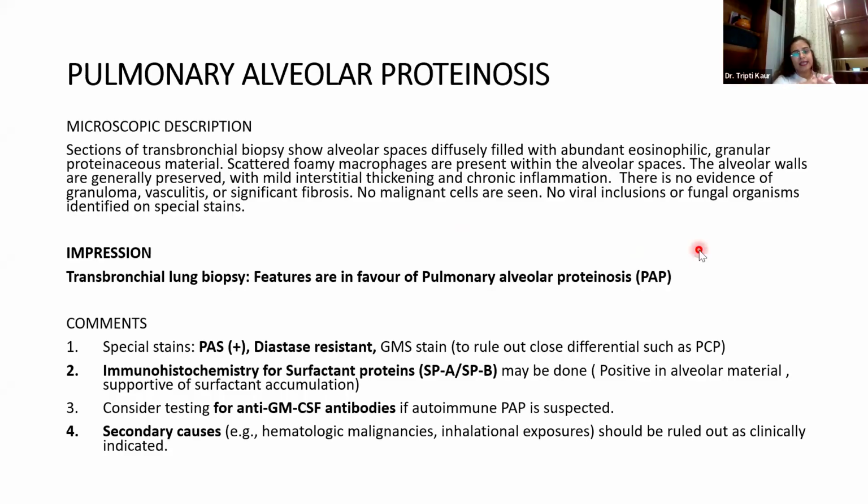So in this case, in a 50-year-old male, it's a case of acquired pulmonary alveolar proteinosis. We have to advise, number 1, immunohistochemistry of surfactant proteins, that is SPA, SPB. If you find it positive in the alveolar material, it is supportive of a surfactant accumulation. Secondly, you need to test for anti-GM-CSF antibodies if autoimmune PAP is suspected. And thirdly, secondary causes like hematological malignancies and inhalational exposures have to be ruled out.